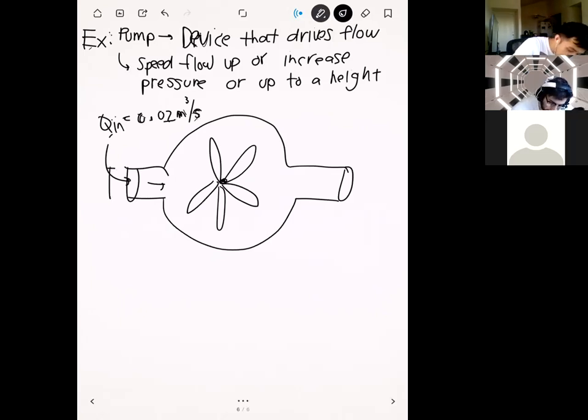We know the diameter at the inlet. So the diameter at the inlet is going to be 6 centimeters.